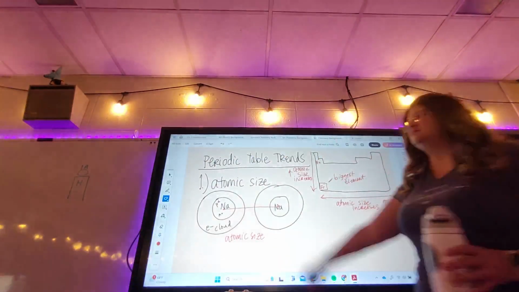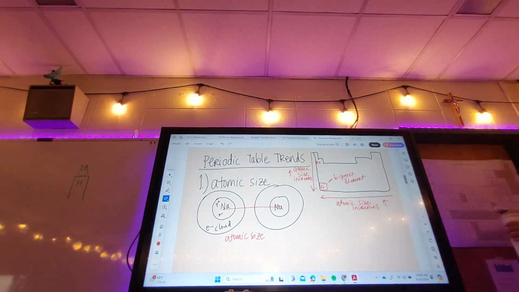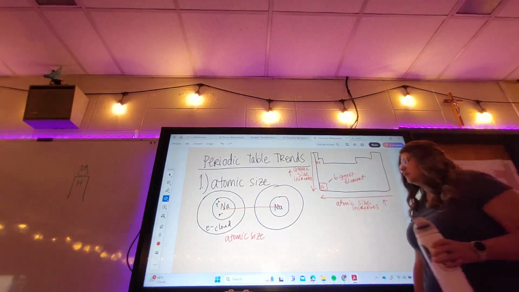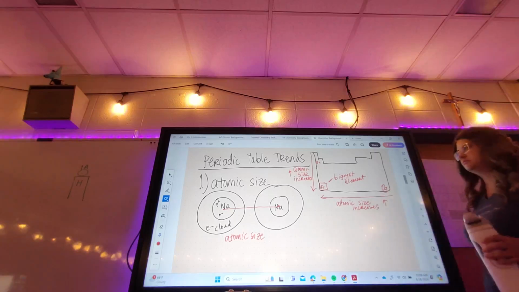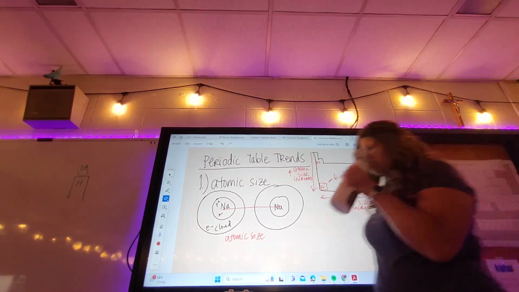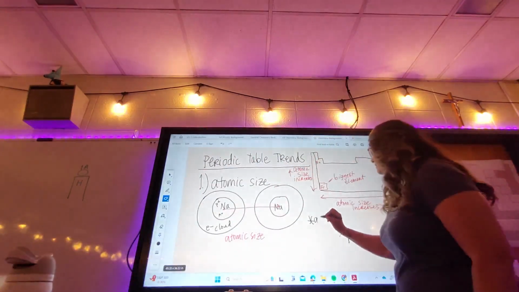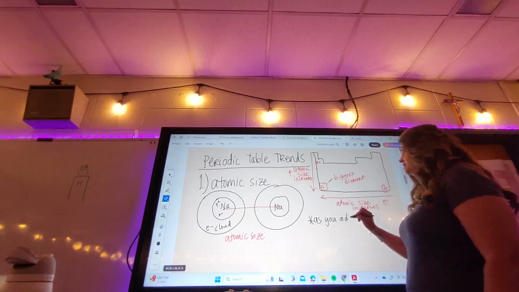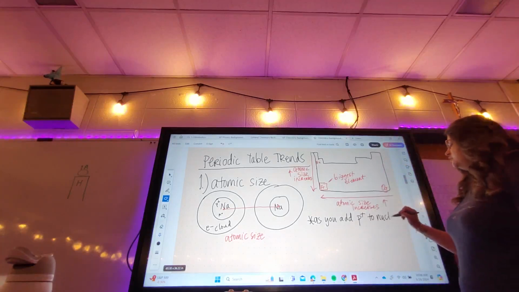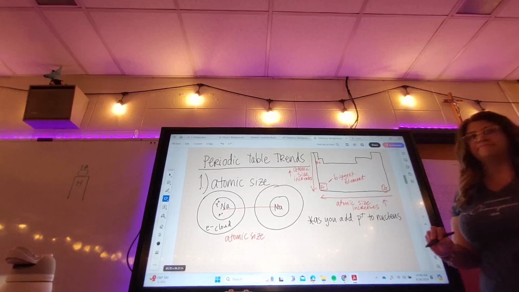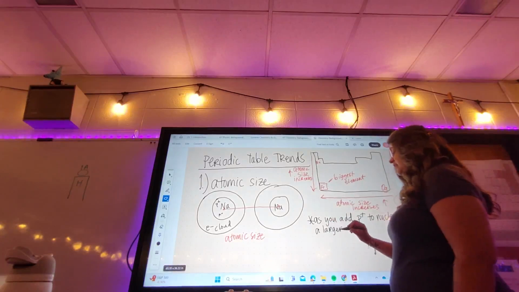We've got fewer protons and fewer electrons in francium than we have in oganesson. And so why would this element be bigger than Og? This is why. As you add protons to a nucleus, a larger magnet is created.